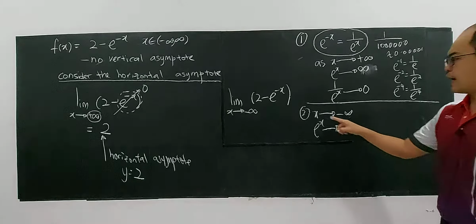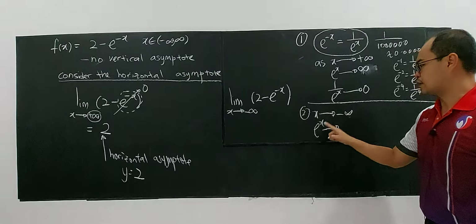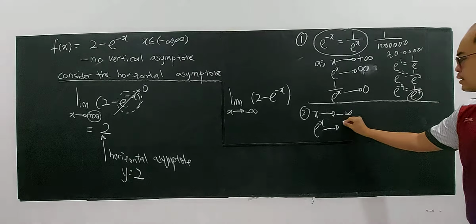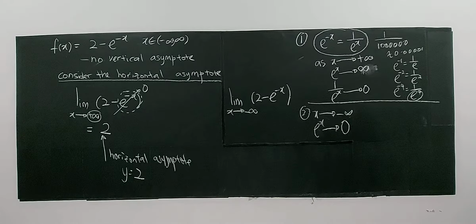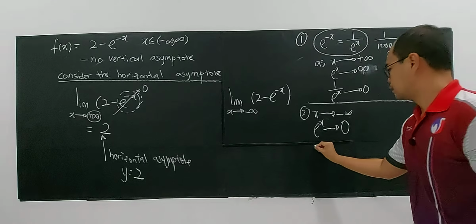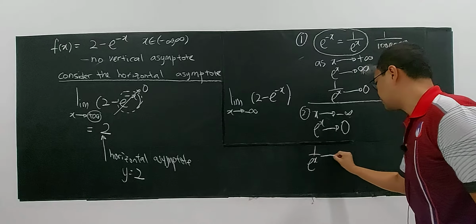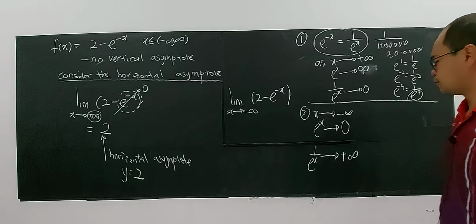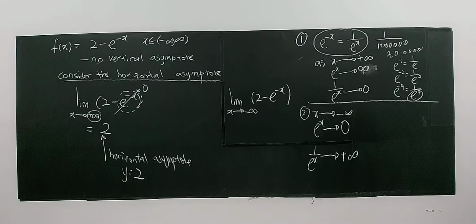So when x is getting to negative infinity, e to the x is getting nearer to 0. As this one is getting bigger, it is getting nearer to 0. Alright? So as e to the x is getting nearer to 0, 1 over e to the x is getting nearer to positive infinity. Getting nearer to positive infinity.